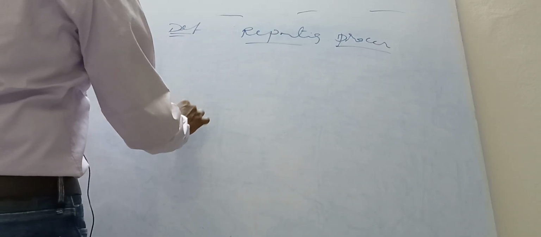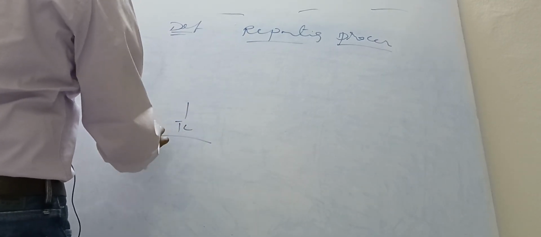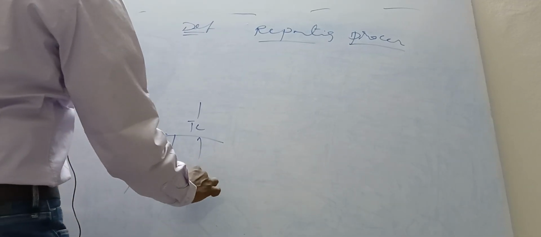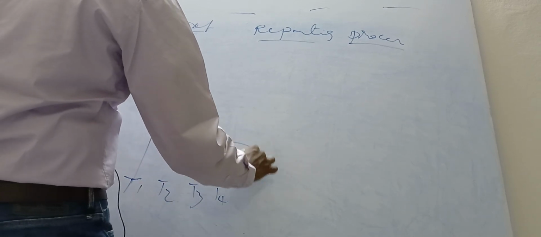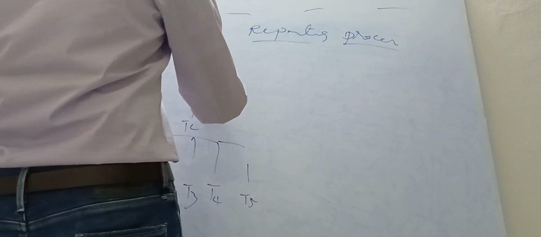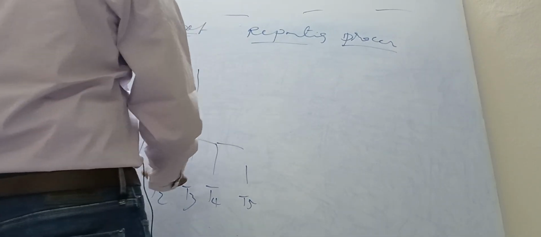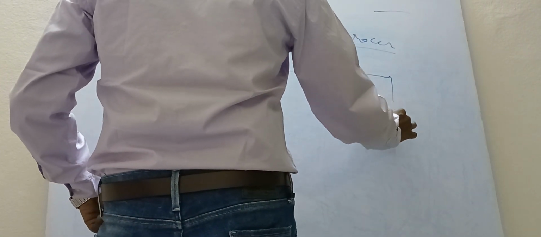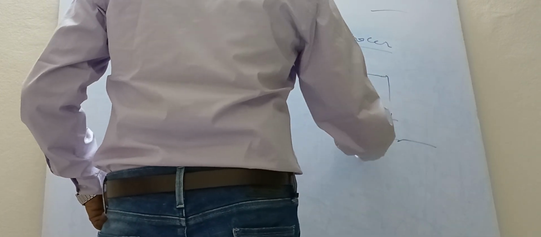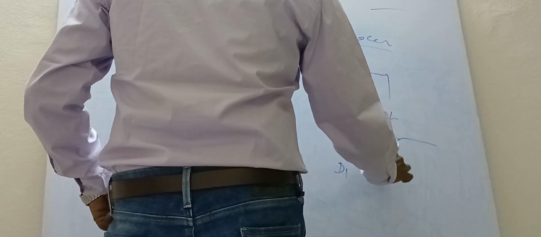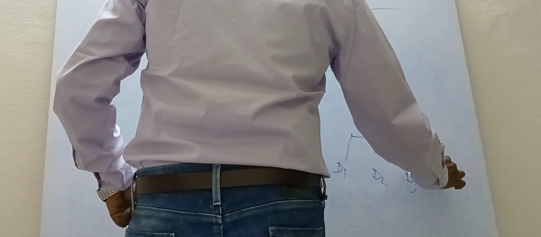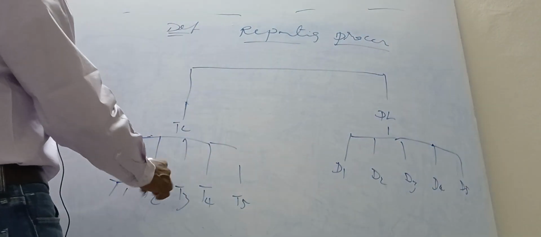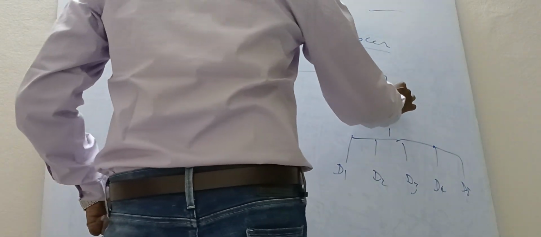The testing team has a test lead, and the test lead has different test engineers: test engineer 1, test engineer 2, test engineer 3, test engineer 4, test engineer 5. The test engineers will raise the defects, and these defects will be sent to the development team. The development team has a development lead, and the development lead has some team, right? Developer 1, developer 2, developer 3, developer 4, developer 5, like that.